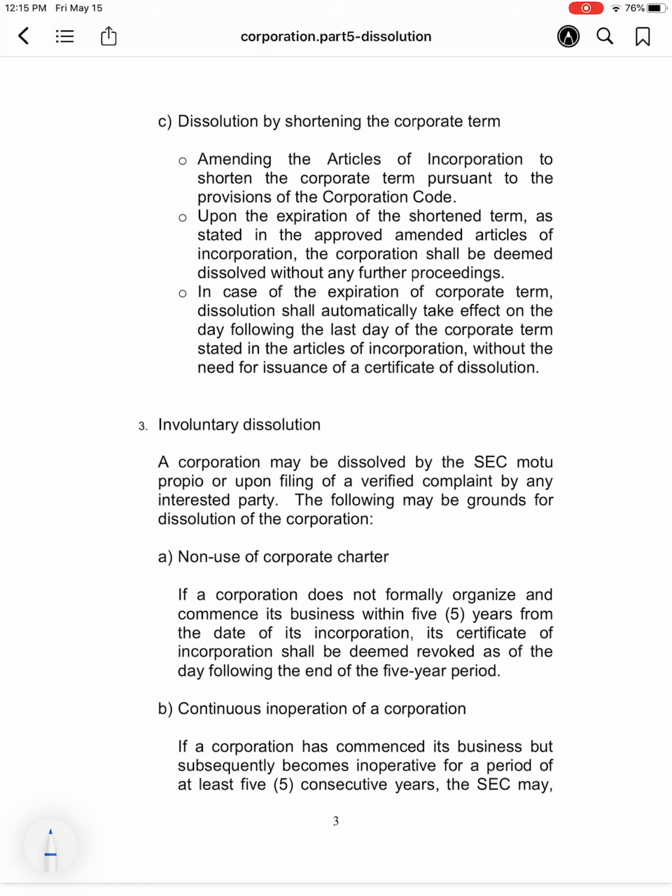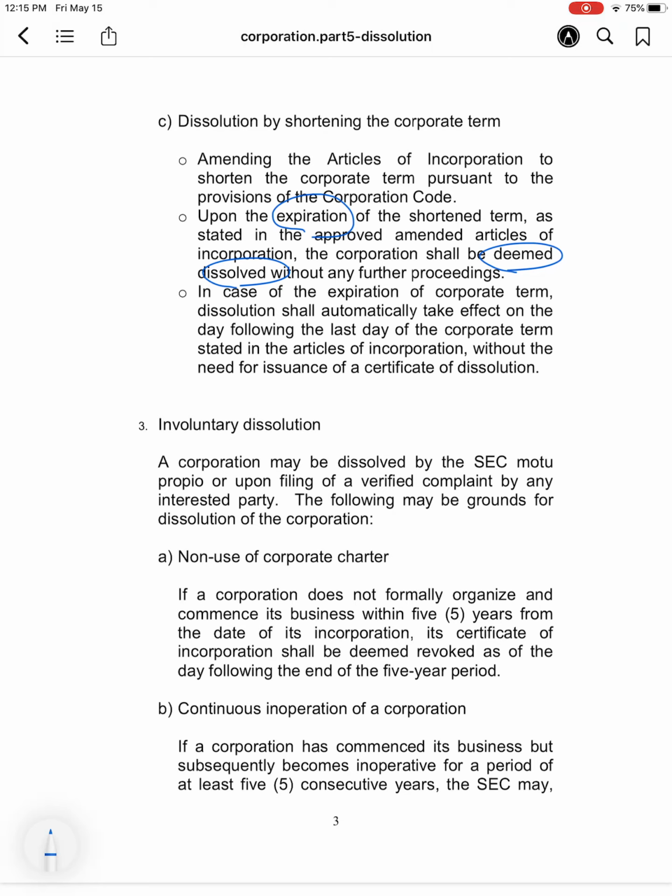Letter C, dissolution by shortening the corporate term. Ito yung mas simple na approach na i-amend mo lang yung articles mo, shortening the corporate term. That's it. Walang or hindi kailangan yung certificate of dissolution dito. Amending the articles of incorporation to shorten the corporate term pursuant to the provisions of the Corporation Code. Upon the expiration of the shortened term, as stated in the approved amended articles of incorporation, the corporation shall be deemed dissolved, automatic, without any further proceedings.